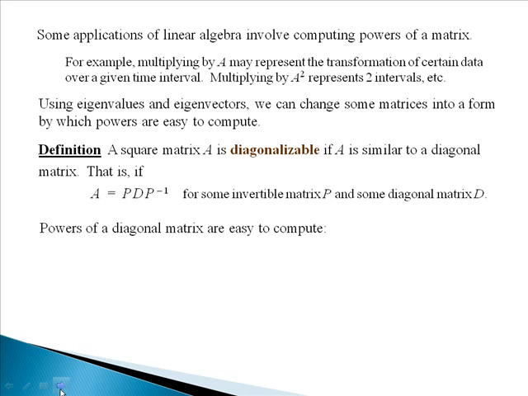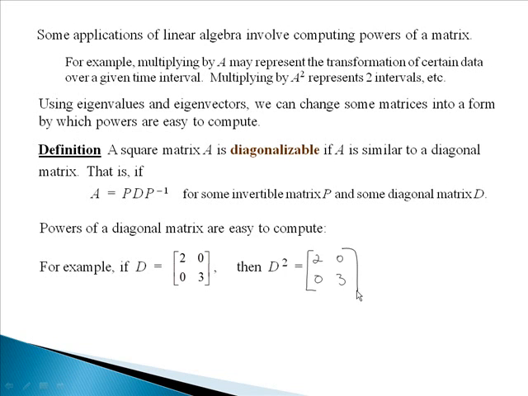So now powers of a diagonal matrix are easy to compute. For example, if we're given this matrix D, it's a diagonal matrix. I have numbers on the diagonal and zeros everywhere else. Then D squared would be basically multiplying my matrix D by itself. So I'm going to write two matrix D's down. And remember, when we multiply, we go across each row and down each column. So when I multiply, I will end up with 2 squared, 0, 0, and 3 squared.